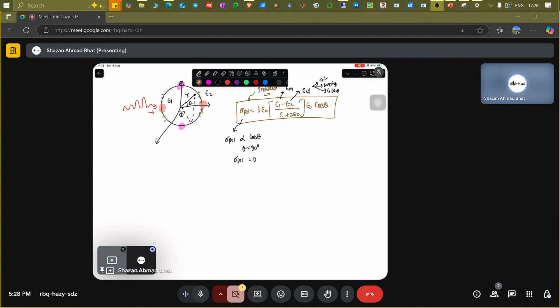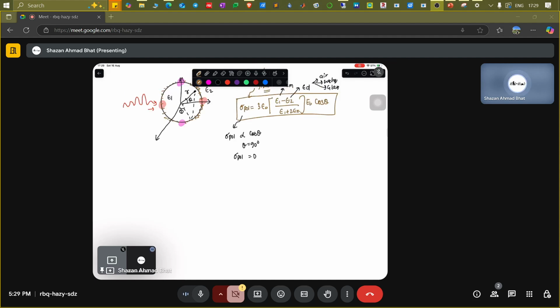So it will be negative and then it drops. It will be positive, positive, and then it drops. So at the poles, this is almost equivalent to 0. So these are the charges along the electric field direction. So you see that sigma polarization along the polar direction reduces.